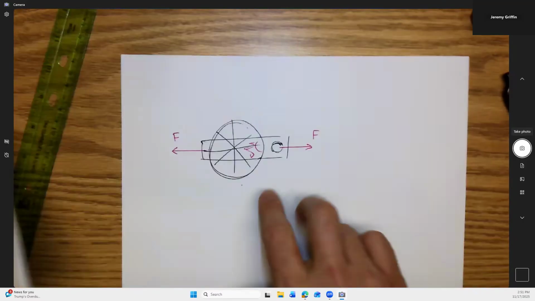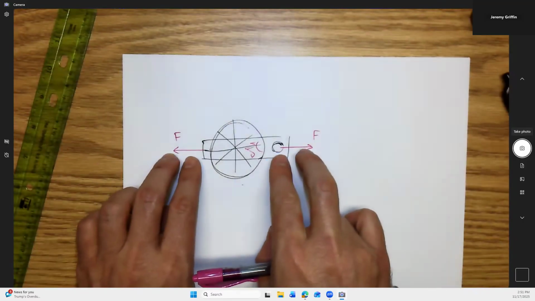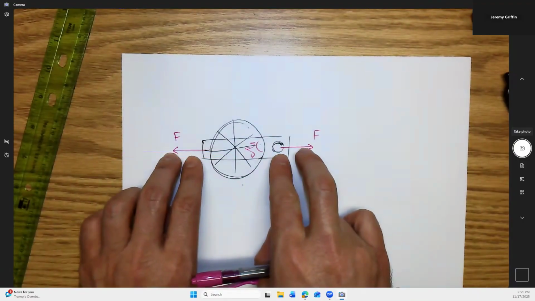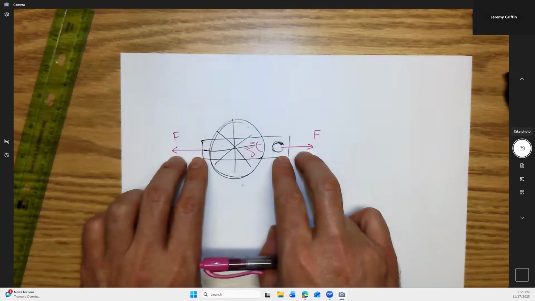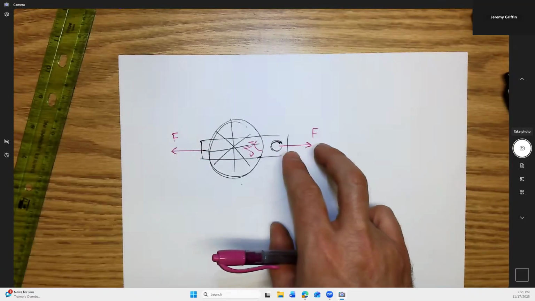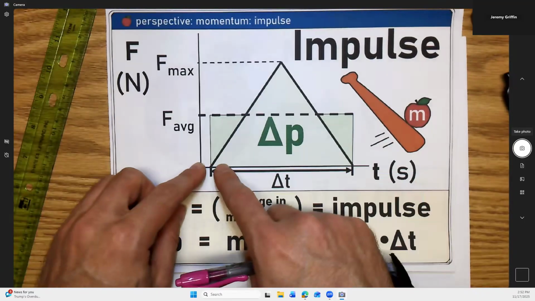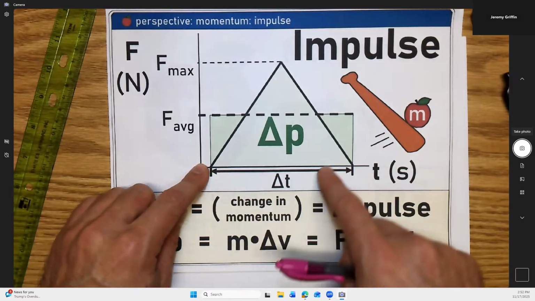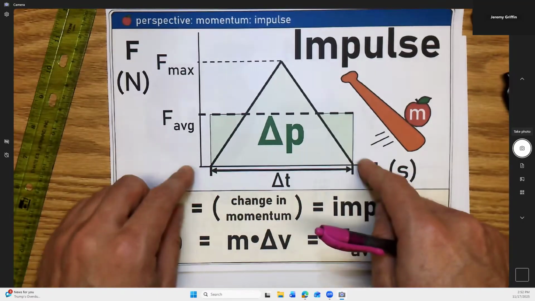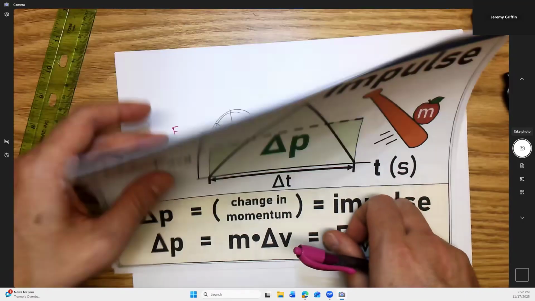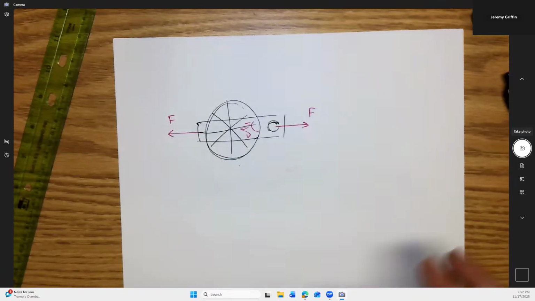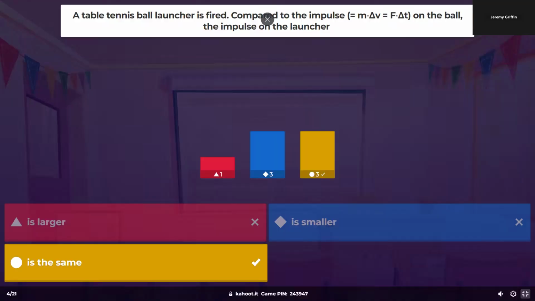Right? And the time interval that the force acts on each is also the same. So if it's like 0.03 seconds on the ball, it's also 0.03 seconds back on the launcher. Right? So if I made another graph for the launcher, it would be like the upside down of the force of the ball, but they'd have the same base, right? So they have the same magnitude of impulse, just one's positive, one's negative. And so mass times change in velocity, that product would also be the same for both the ball and the launcher.